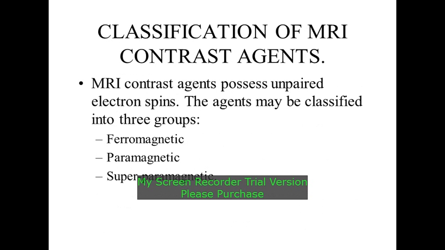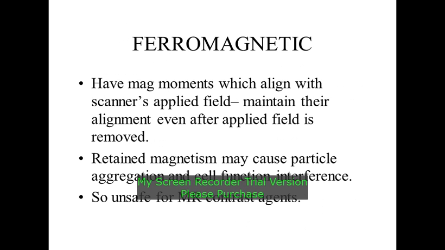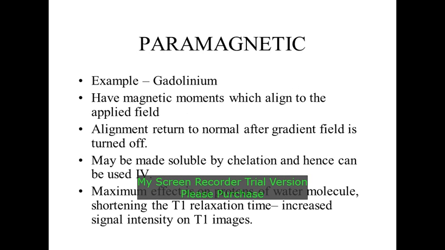Classification of MRI contrast agents. MRI contrast agents possess unpaired electron spins. The agents may be categorized into three groups: ferromagnetic, paramagnetic, and superparamagnetic. Ferromagnetic agents have magnetic moments which align with the scanner's applied field and maintain their alignment even after the applied field is removed. The retained magnetism can cause particle aggregation and cell function interference, so they are unsafe as MRI contrast agents.